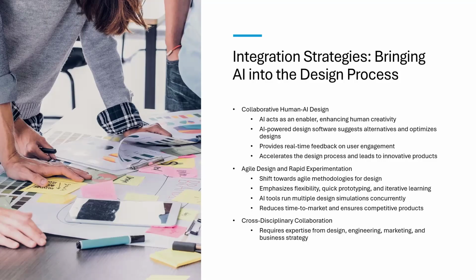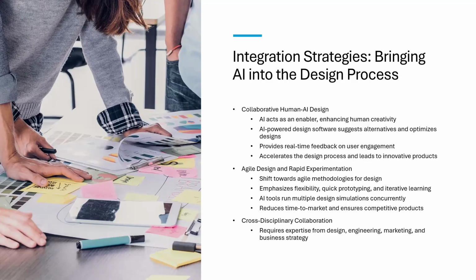So AI tools will be able to run multiple design simulations concurrently. And it will reduce the time to market and ensure competitive products. Right? So you can imagine that nowadays with AI, you're able to respond to your competitor threat. When the competitor comes with a new product very fast, you are able to give instant feedback, improve your product, and have a new design come out.